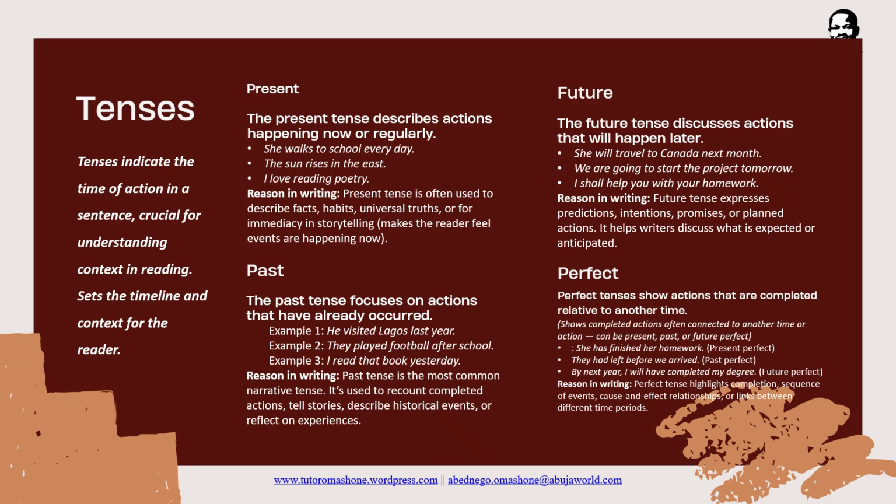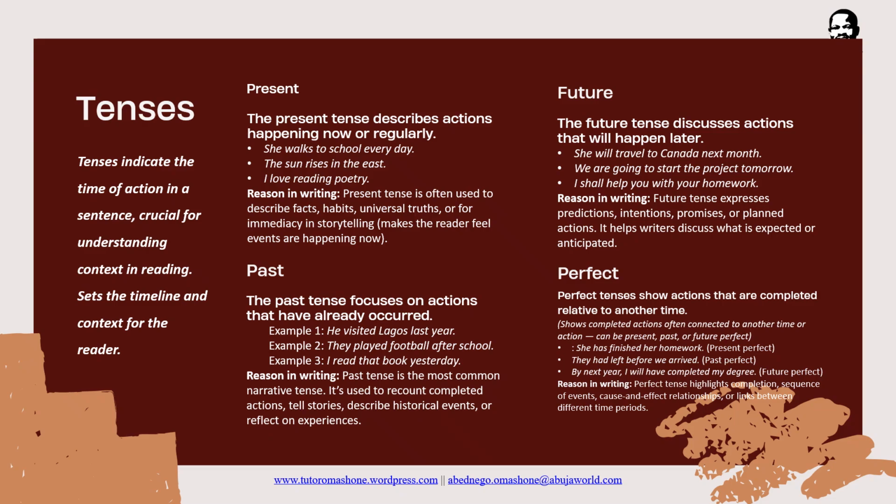All right, having said this, I would like you to know that the reason for the perfect tense is to highlight completion or sequence of events, more like cause and effect, because if that hadn't happened, this wouldn't have. You understand? Good, that's a cause and effect relationship. You can use it for that, or maybe even for links between different time periods. All right, so let's proceed.